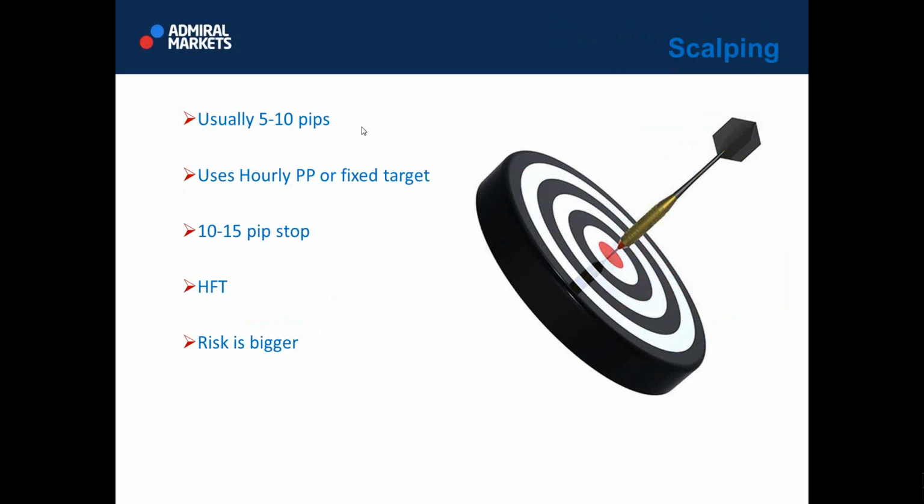Scalping is usually 5 to 10 pips. It uses hourly pivot points or a fixed target, a 10 to 15 pip stop, and high frequency trading is also a way of scalping, but as I told you, many brokers do not allow you to do that.